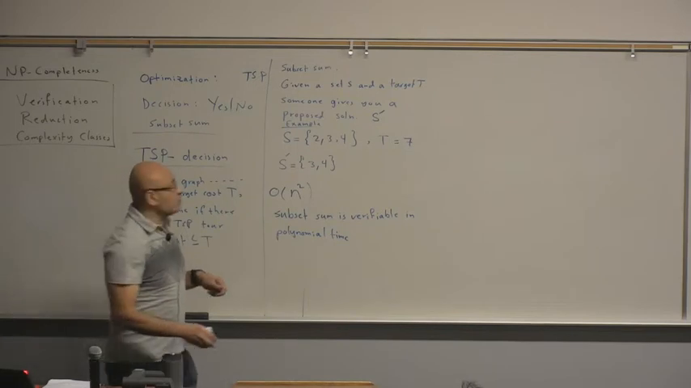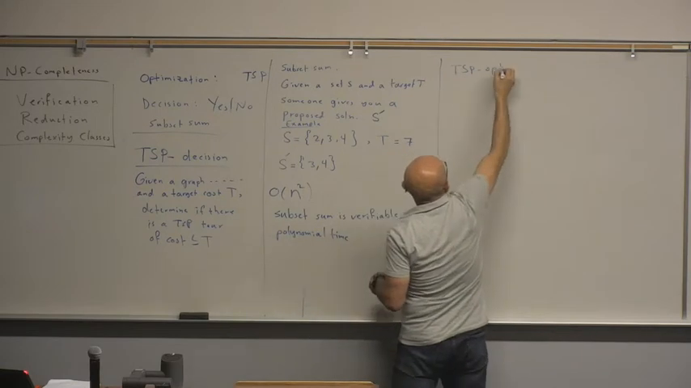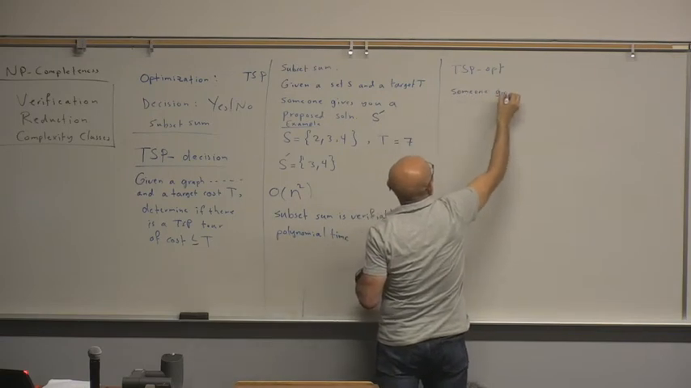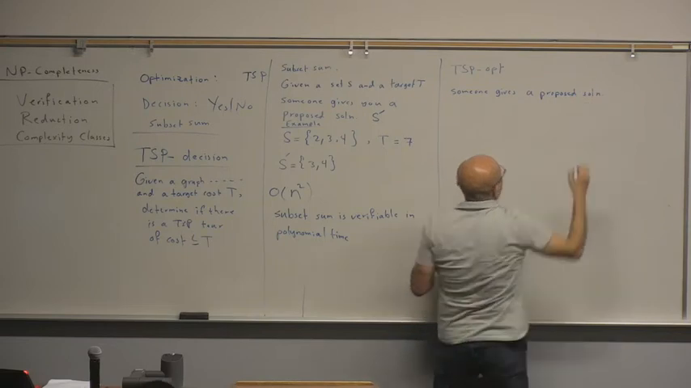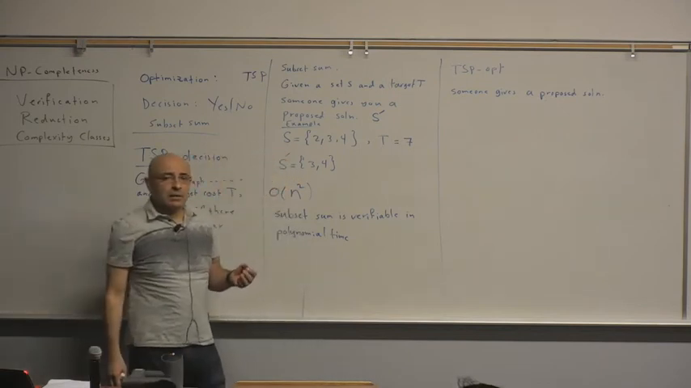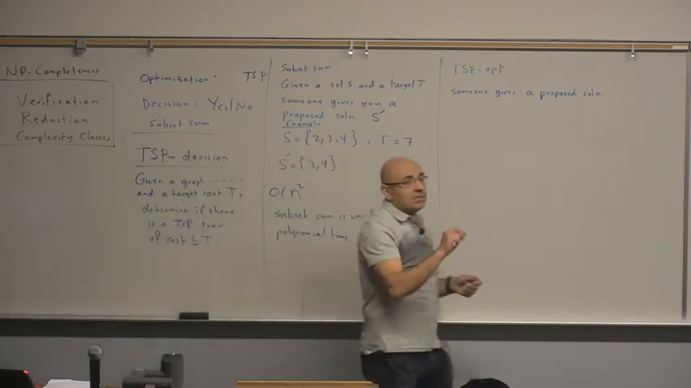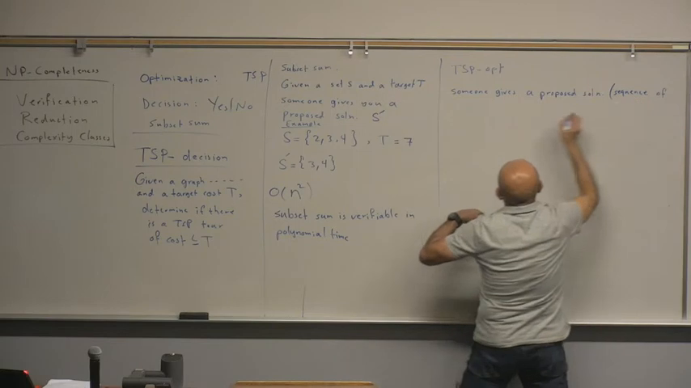Okay, so now let's switch to the traveling salesman problem in its optimization form. So, given a graph, someone gives you a proposed solution, and a proposed solution is for the traveling salesman problem. What will that proposed solution look like? What's the solution to the traveling salesman problem? It's a cycle, right? So they have to give you a sequence of vertices. What's a cycle? A sequence of vertices.